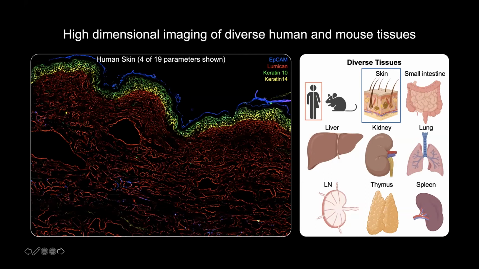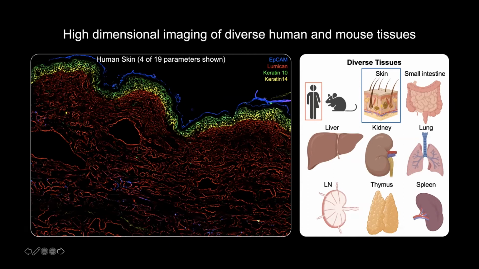Here, this is just human skin. It's a challenging tissue because of autofluorescence and because of tissue lifting through fluidic cycles. Here I show you 4 of 19 markers. I won't go through all the markers except for a couple of details. I just want to show you that we can characterize diverse tissues.